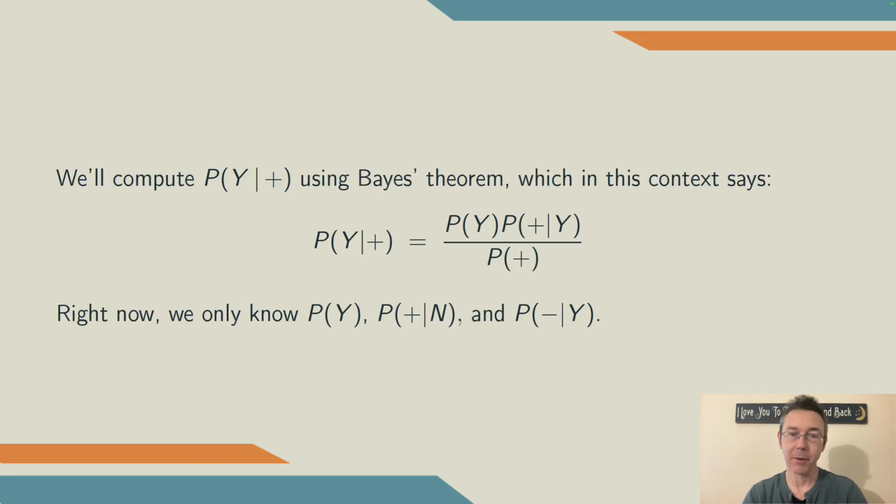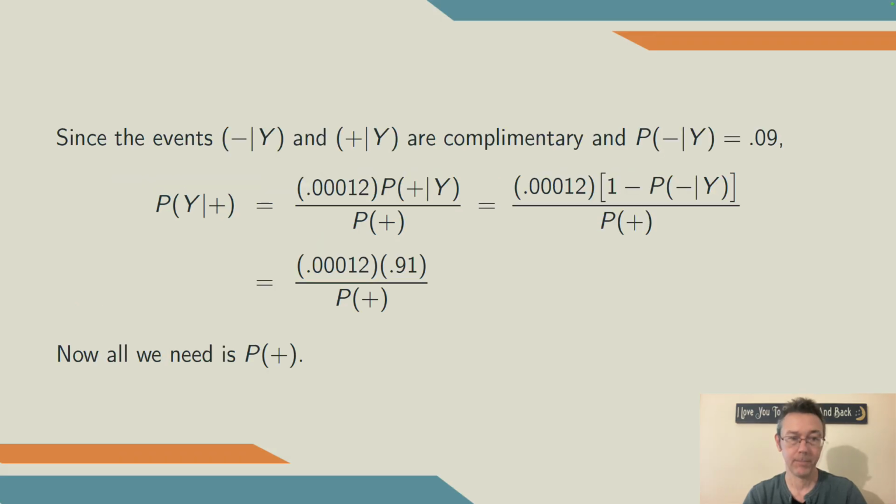We're going to compute the probability that the patient has the illness given that they have a positive test using Bayes' theorem, which in this context says P of Y given plus is equal to P of Y times P of plus given Y over P of plus. Right now we know P of Y, but not the other things on the right-hand side. We know the probability of a positive result given that they don't have it, and the probability of a negative result given that they do have it.